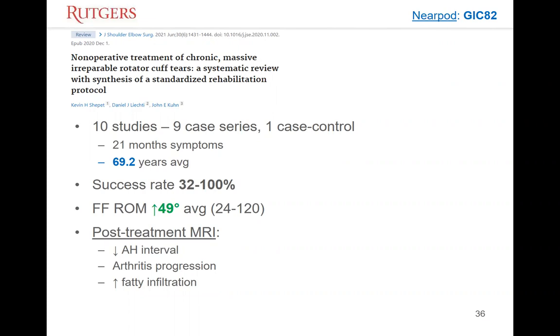remainder of the cuff. So there are substantial limitations from this, especially because of the quality of the data that was included. But overall, it does demonstrate that non-op management could be successful with the right patient selection.